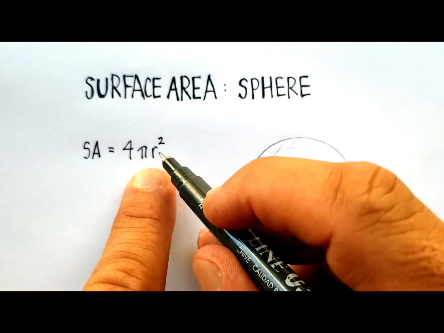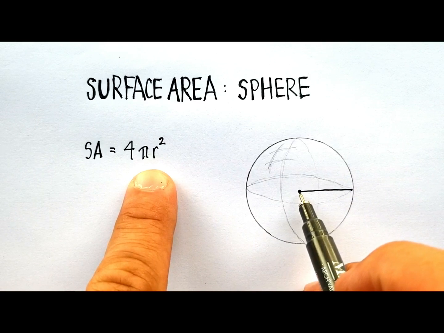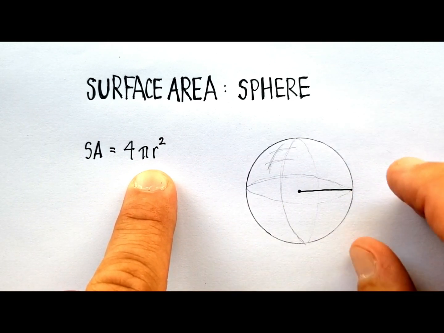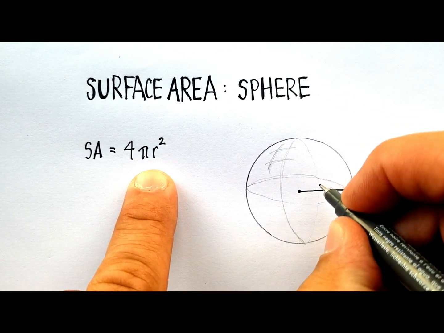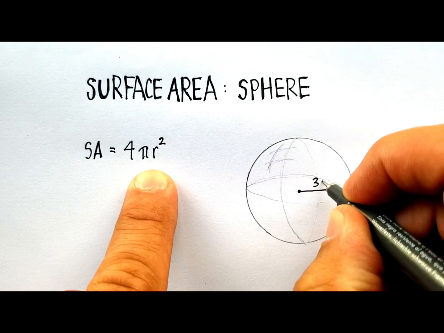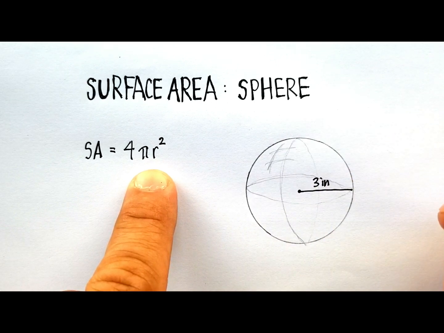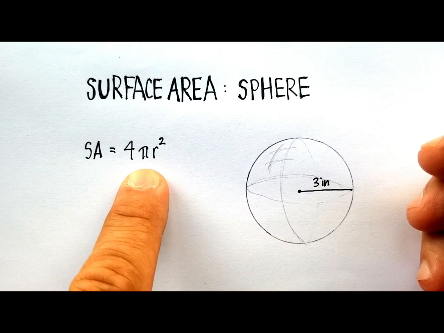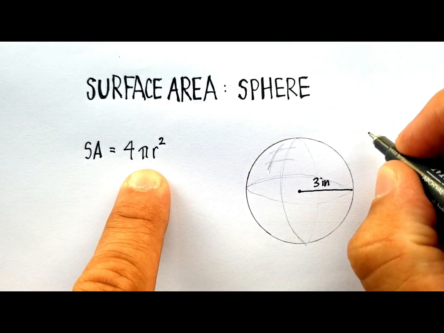Remember that r is the radius, so it's from the center of the ball all the way to the outside edge. Okay, and let's say in this particular problem our radius is something like 3 inches. Okay, so it's a fairly small ball. So we know that pi is equal to 3.14.